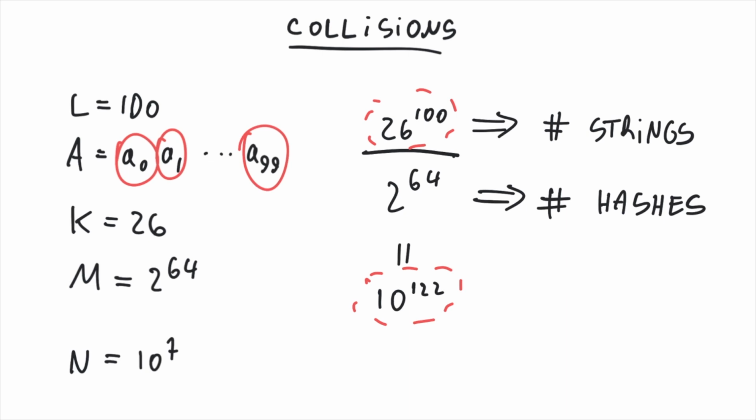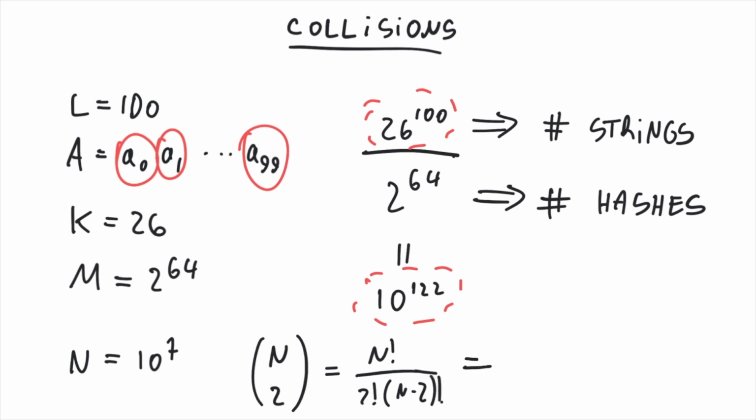So if you have some given number of strings and you're going to perform comparisons between them, the most you can do is take the number of strings that you have, choose 2, so the binomial n factorial over 2 factorial times (n minus 2) factorial, and this is the maximum number of comparisons that you can do. So the real question you should be asking is, what is the probability that one of these comparisons is going to give you a collision?